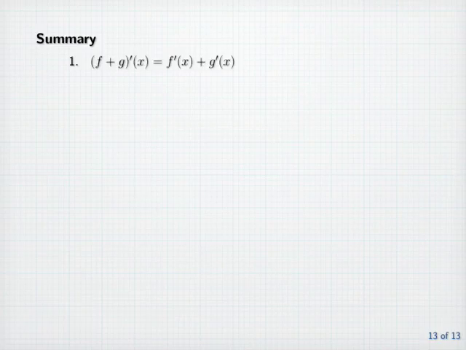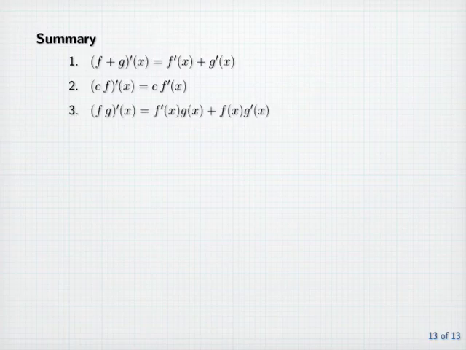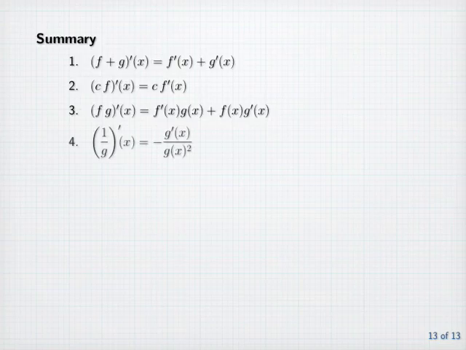Summary. We've learned the following rules for differentiation. 1. The derivative of a sum is the sum of the derivatives. The derivative of a constant times f is the constant times f prime. The derivative of a product is the derivative of the first factor times the second plus the first factor times the derivative of the second. We have the reciprocal rule. The derivative of 1 over g is minus g prime divided by g squared.